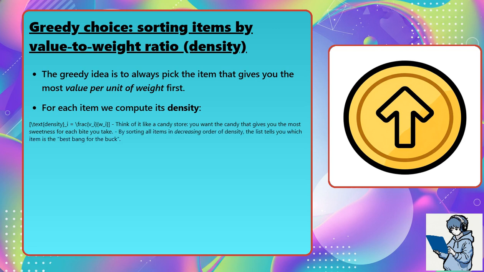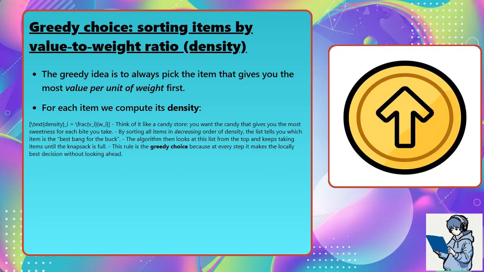By sorting all items in decreasing order of density, the list tells you which item is the best bang for the buck. The algorithm then looks at this list from the top and keeps taking items until the knapsack is full. This rule is the greedy choice, because at every step it makes the locally best decision without looking ahead.